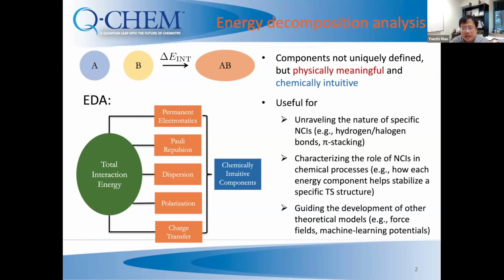And the energy decomposition analysis method can be used to do quite a lot of things. For example, it can help figure out the nature of specific non-covalent interactions, especially some not so common ones, for example, halogen bonding and cation-pi interactions and so forth. This EDA method can also help understand the role of non-covalent interactions in a lot of chemical processes. For example, in catalysis research, you would like to figure out how each energy component can help stabilize the transition state, and this can give you some insight to help with catalyst design. And for theoretical and computational chemists, this EDA method can help the development of other theoretical models, such as force fields and machine learning potentials.